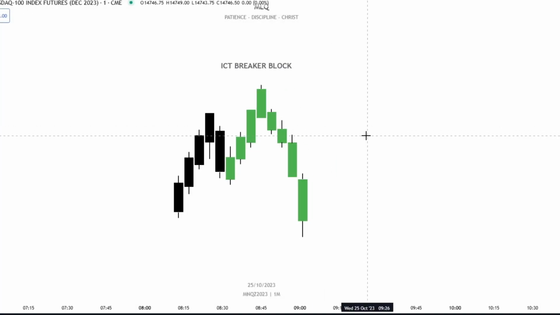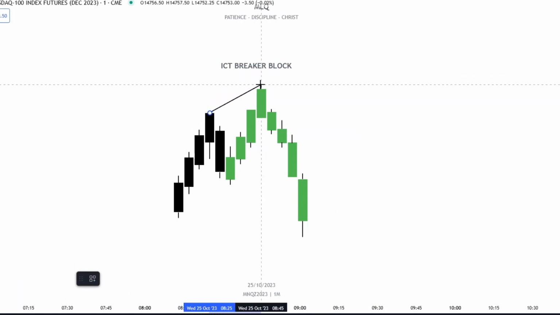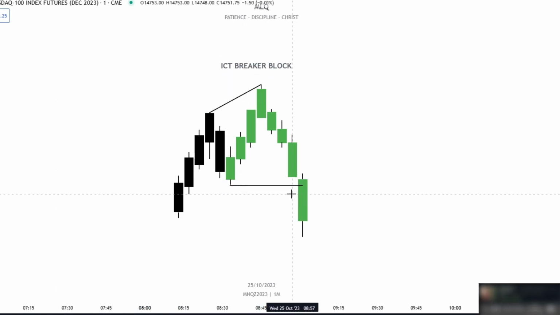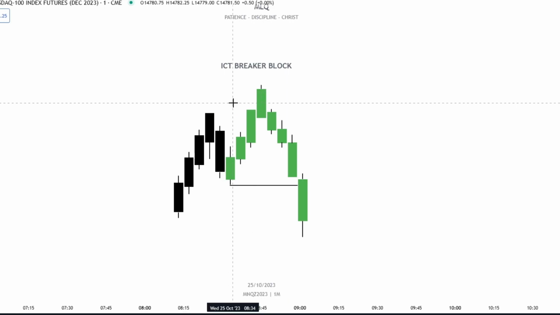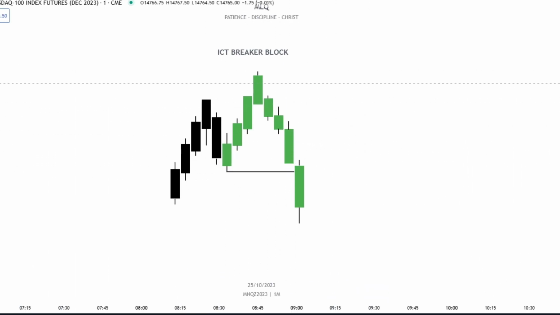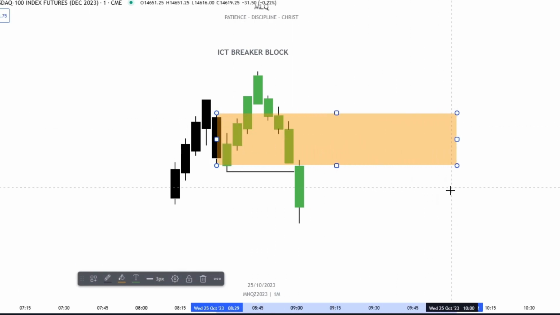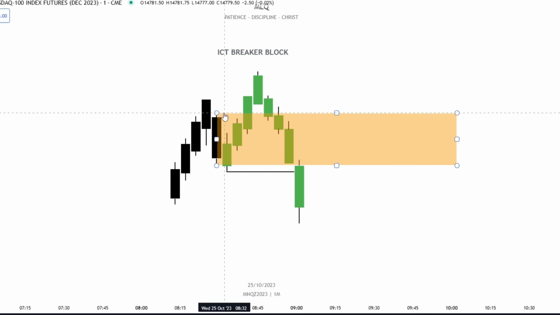So if we take a look at my screen right now, you would see a normal breaker block. It's a breaker block because we take out this high before we get our market structure shift, right? If we didn't take out that high, that would have been a mitigation block. But we take out the high, then we have a market structure shift, and then the last down close candle is our breaker block right here. That is what a normal breaker block looks like.